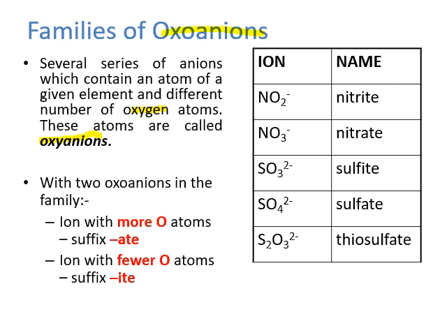How do we name them, either ITE or ATE? We have to look at the two anions in the family. If the ion has more oxygen atoms, the suffix must be ATE. If it has fewer oxygen atoms, the suffix must end with ITE. Right, so look at this one. How do we know which is fewer or more?